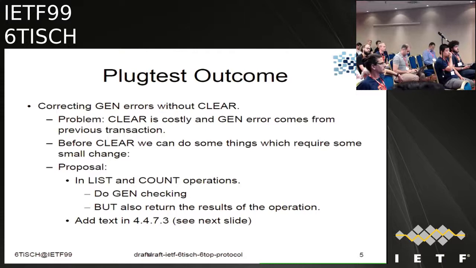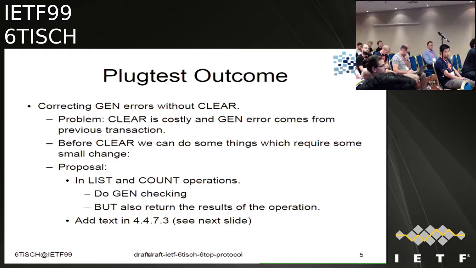Okay, this is another point. When for some reason a generation error is detected, when we maybe allocate cells and for some reason we lose an ACK, and then one side of the allocation fails and one side allocates the cells but the other one does not, we have an inconsistency in the schedule. So in this case, in the current version, we recommend, it's not mandatory, but we recommend to clear the schedule. Clearing the schedule can be very costly, especially if we take into account that maybe we lost only one or two ACKs.